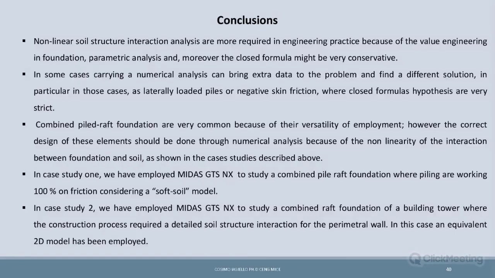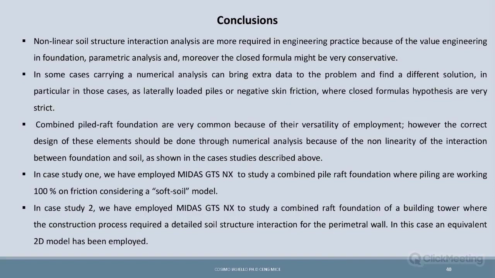And then the conclusion. This is what I would like to open up for discussion with you. Non-linear soil-structure interaction analyses are more required in engineering practice because of value engineering in foundations, because all people working in consultancy or in construction need to carry out some sort of value engineering. In some cases, carrying out a numerical analysis can bring extra data to a problem, or find a different solution, or get away from the analytical calculation.